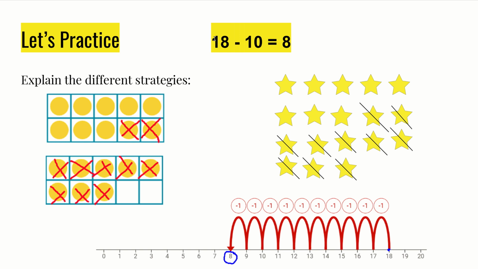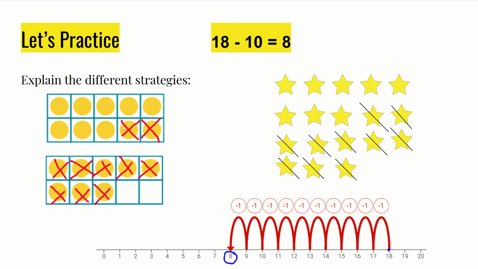Okay, here is our practice. Let's review. We have 18 minus 10. With my 10 frame, I can draw 18 dots. And then I can cross out 10 to show my subtraction. And then I count how many dots I have left, and I can see that 18 minus 10 is 8. Excellent. I could also draw a picture. I have 18 stars, and then I crossed out 10, which gives me 8.